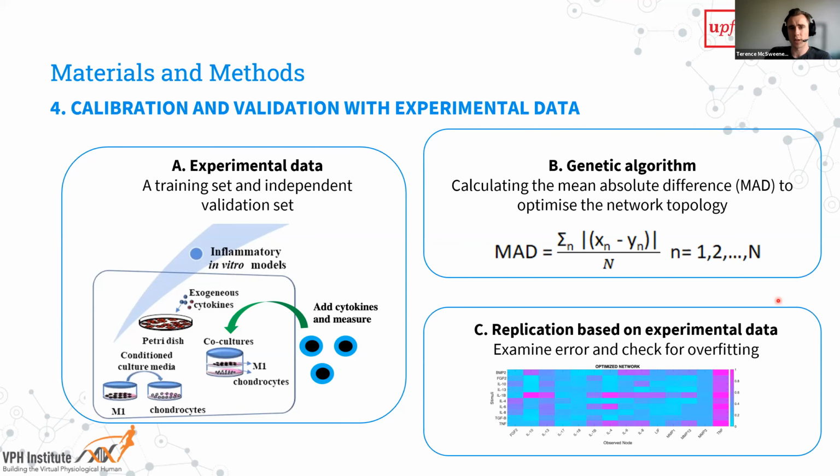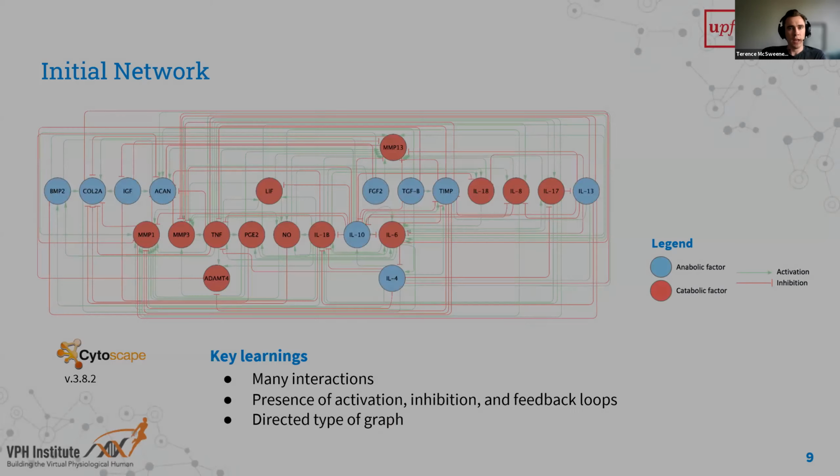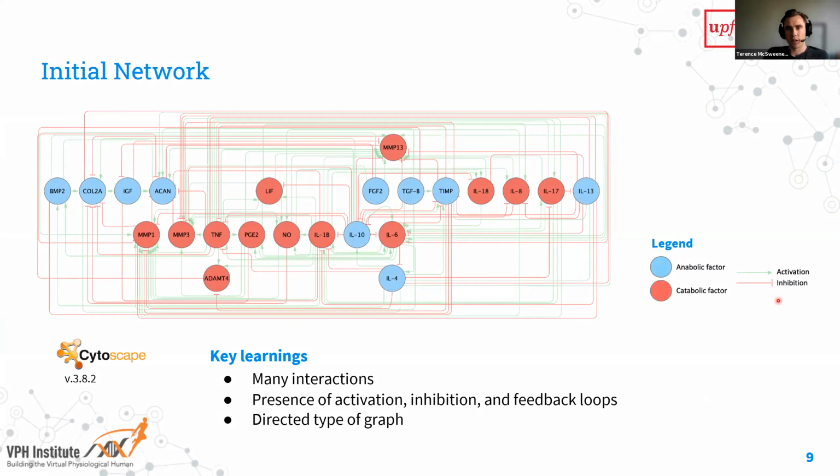From this, we can get a matrix of those errors for each individual node interacting with a particular stimulus or particular edge. We need to then examine the level of error and examine for any overfitting. So in our case, we had an initial network, and this is the graphical representation that we started with.